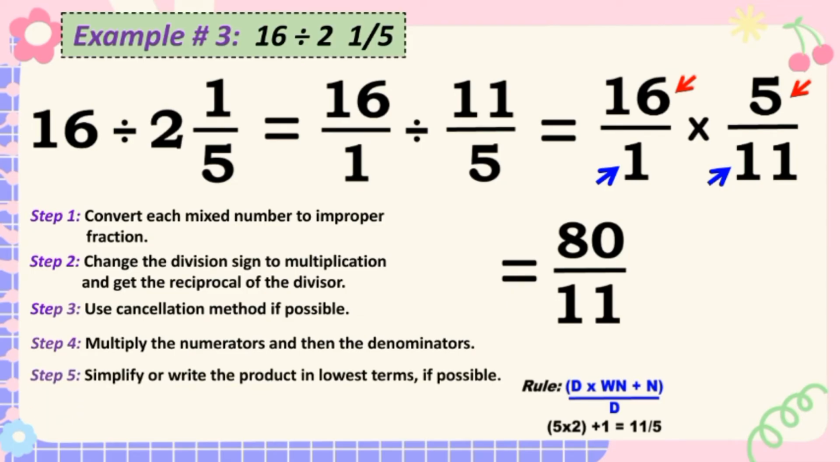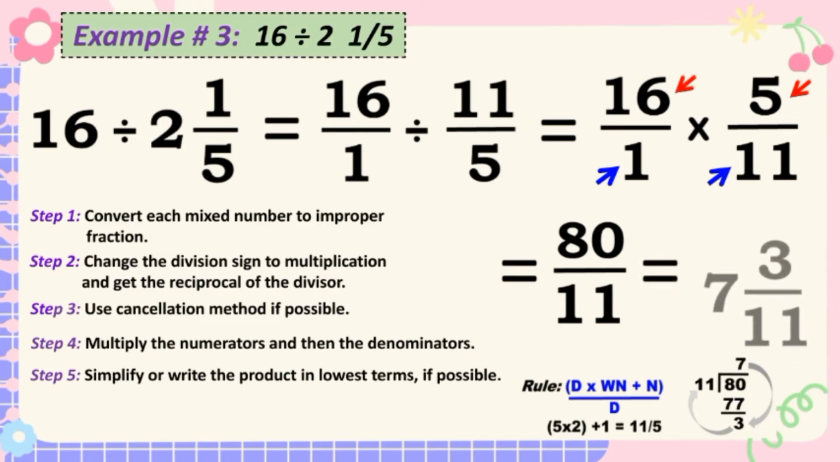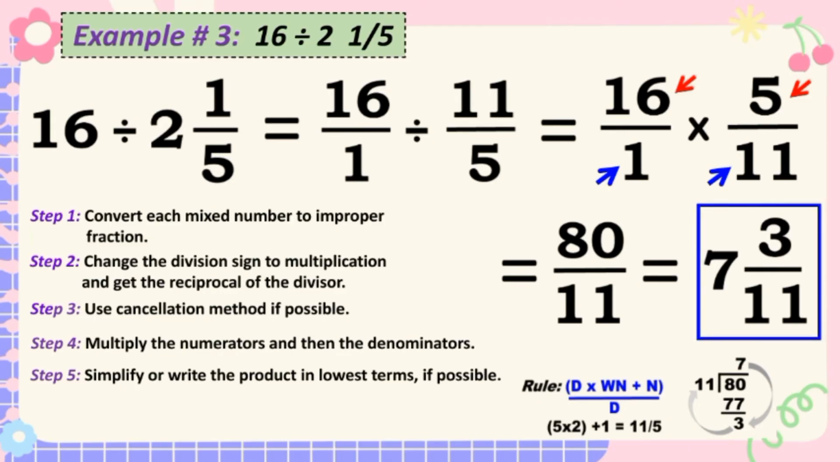So, step 5. Simplify or write the product in lowest terms if possible. So, ang 80/11 ay improper fraction. So, gamitin natin ang long division. 80 divided by 11 equals 7. And 11 times 7 equals 77. Then, subtract natin 80 minus 77 equals 3. So, the mixed number or lowest term of 80/11 is 7 and 3/11. That is our quotient.